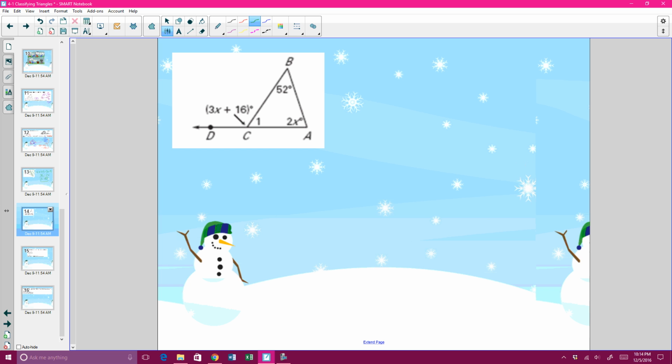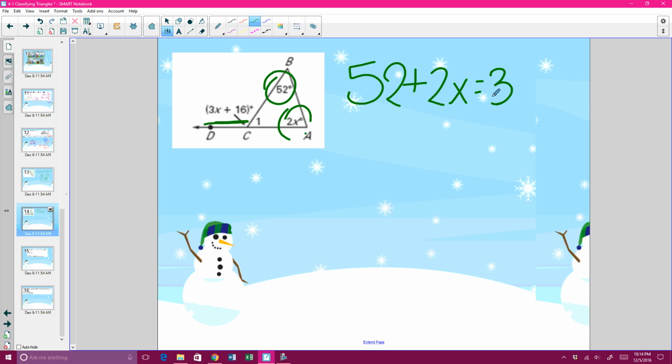Here's another one. These two interior angles equal the exterior angle. Move x over. Subtract 16 from 52.